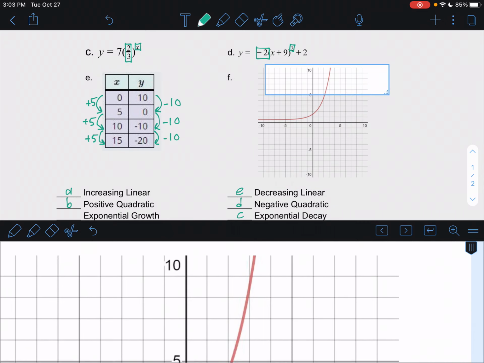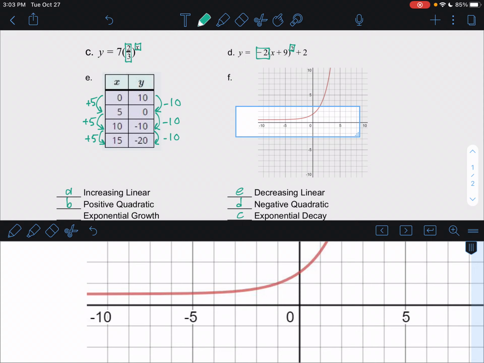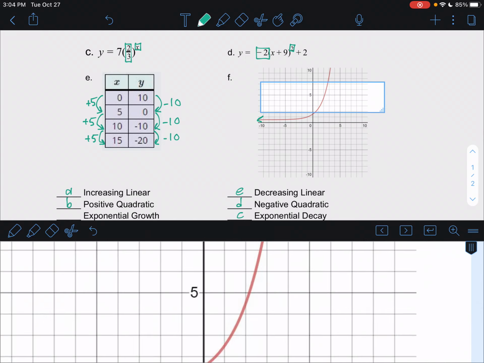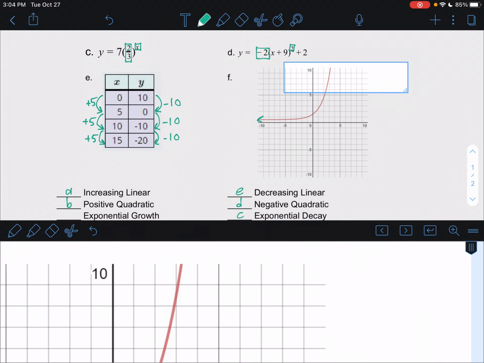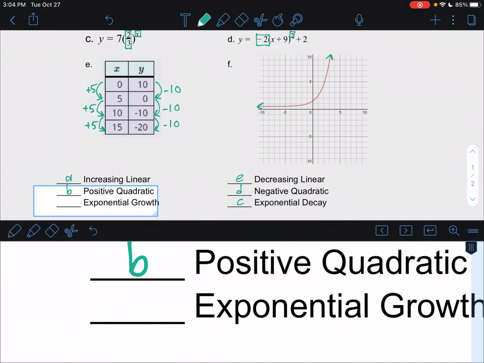And finally, I have this graph of a function. It has an asymptote, and it looks like it goes up, and then it's just going to keep going up forever. And graphs that look like this, we know that they are exponential, and since it's going up as it goes from left to right instead of down when it goes from left to right, we know it is growth.